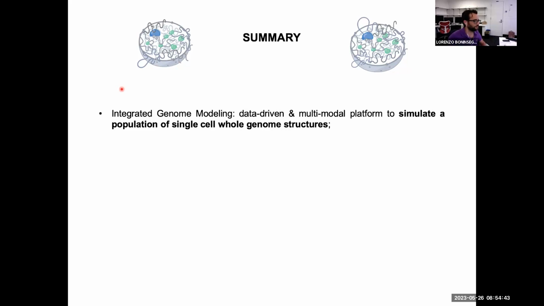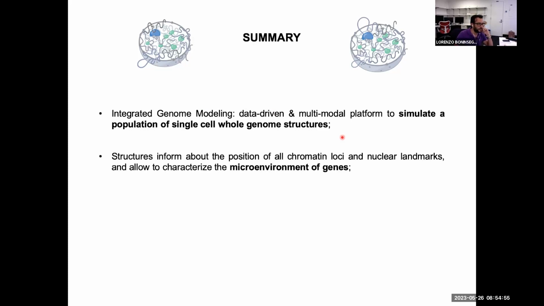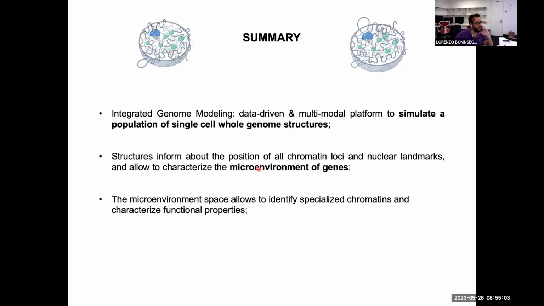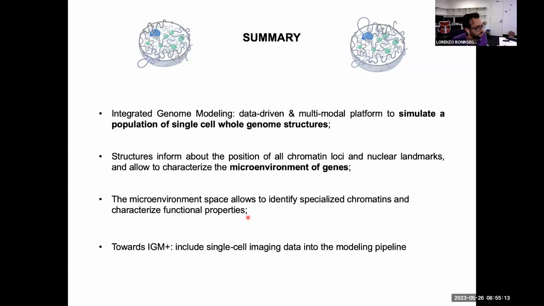So I discussed the integrated genome modeling pipeline, which is a data-driven and multi-modal platform to simulate a population of single-cell whole genome structures. I hope I convinced you that we can use the structures to define and characterize the microenvironment of genes, and that the microenvironment really allows us to identify specialized chromatin and characterize functional properties. And finally, we are moving towards a revamped version of the IGM pipeline, and we're including single-cell imaging data.